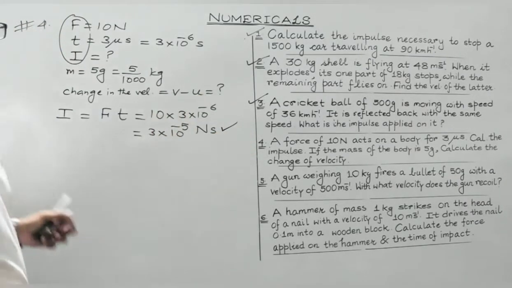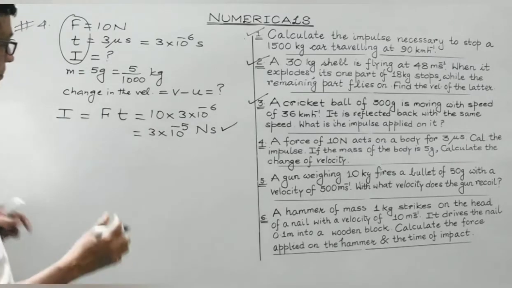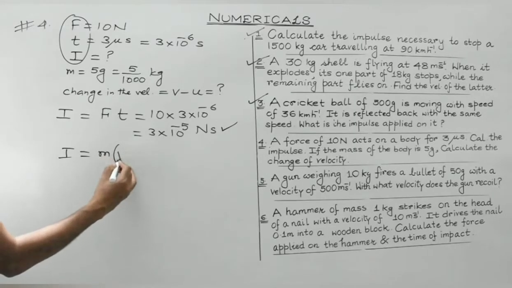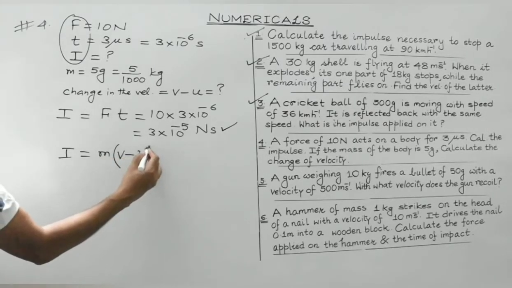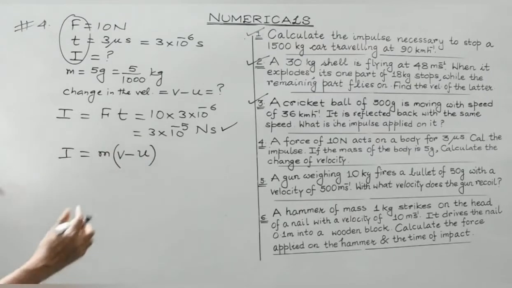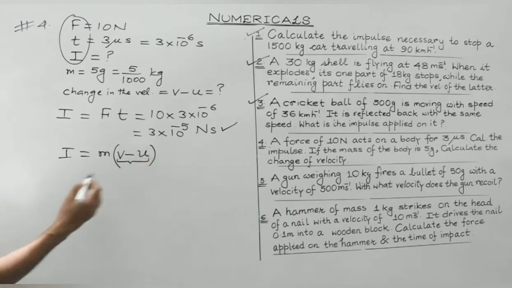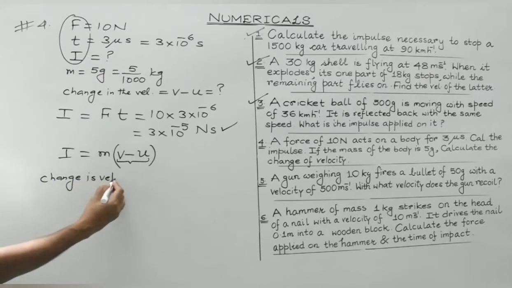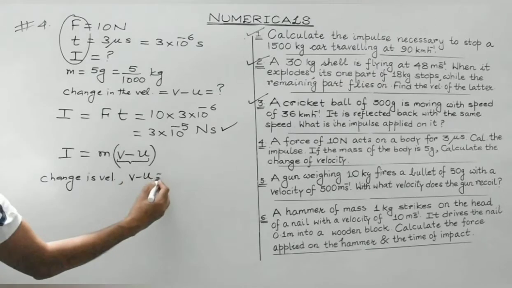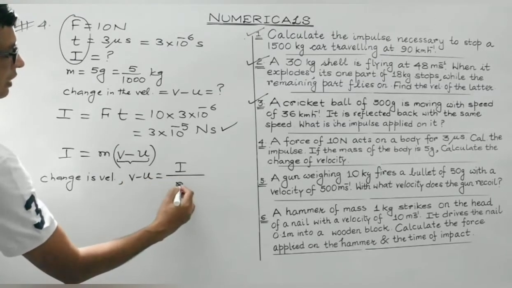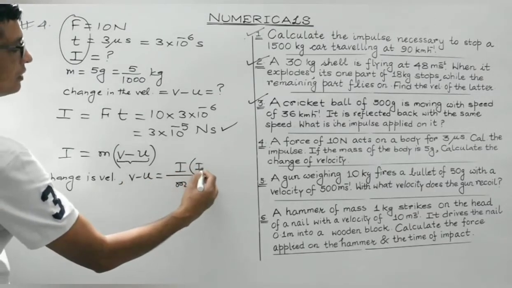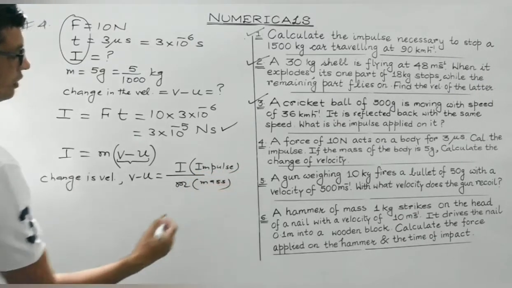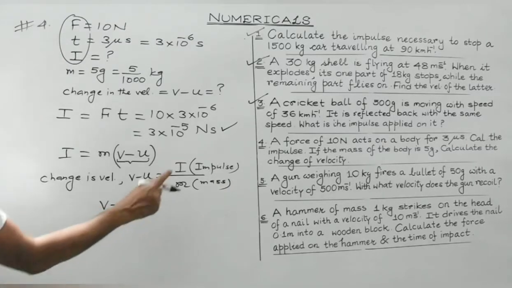Now let's try to find out the second part. Impulse, we are also aware, is given by the change in the momentum. And change in the momentum is mv minus mu. So m can be taken as common, v minus u. Now look, we are supposed to find this. Therefore, change in velocity, this is what is required to be found. That is v minus u, it will be equal to I divided by m, that is impulse divided by mass.